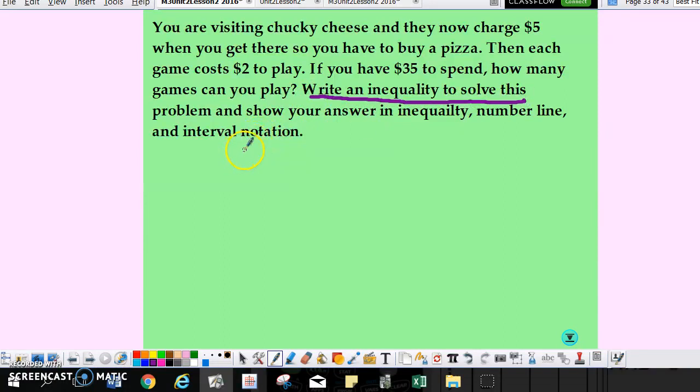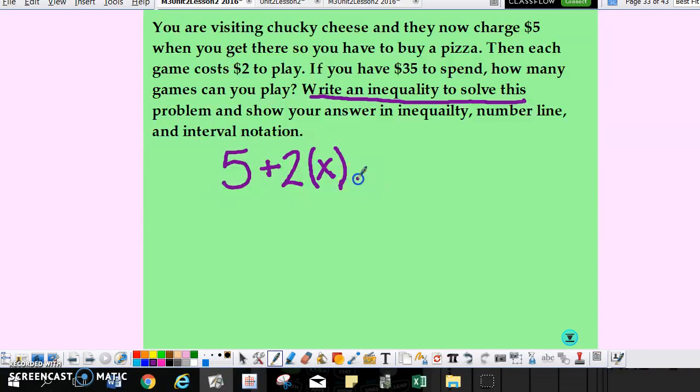So my first thing I know is I'm going to have to pay $5. That's not multiplied by anything because it's a straight $5 fee. But then I'm going to add, like if I wanted to play one game, I could say 5 plus 2, that'd be $7. But maybe I play two games. Well, then that'd be 2 and another 2, so that's 2 times 2. Or 3 games would be $2 times 3. So I'm going to say it's 5 plus 2x, x being how many games I want to play.